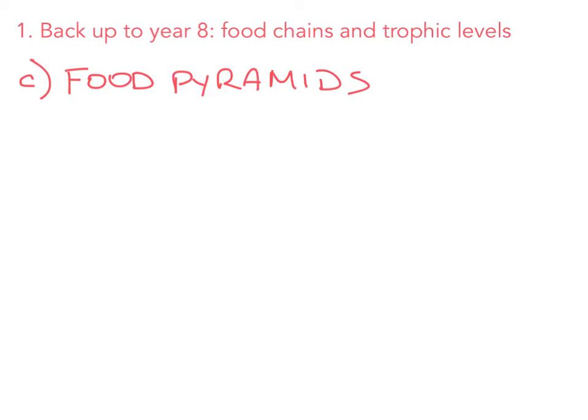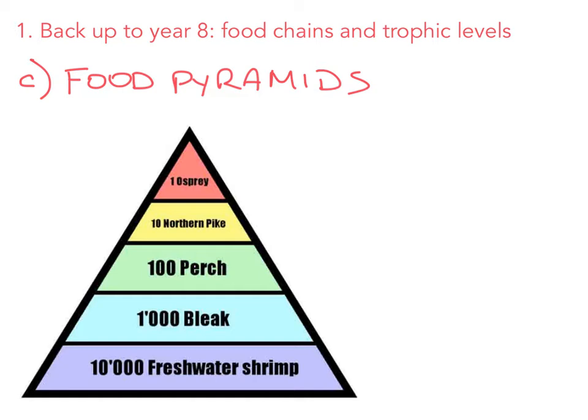The owl was at the top of that food chain, so how many mice do you need to feed an owl, and how many things do you need to feed all of those mice? If we put the numbers together, it looks like a pyramid. Here is a marine example.